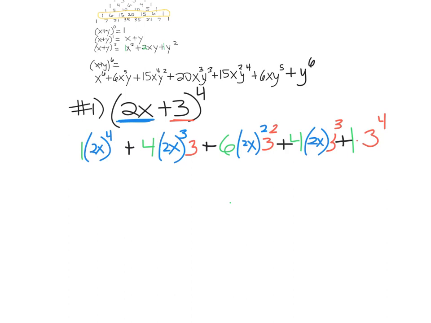Okay, now we need to simplify this. The first one is 1 times 2x to the 4th power. The 2 is to the 4th, and the x is to the 4th. So 2 to the 4th is what? 2 times 2, 16? Yeah. 16x to the 4th plus. You can do this on your calculator if you need to. The next one is 4 times 2 cubed times 3. What'd you get? 96x cubed plus.